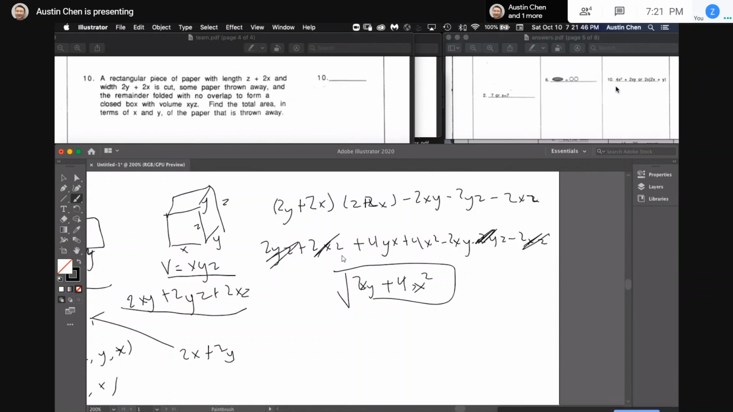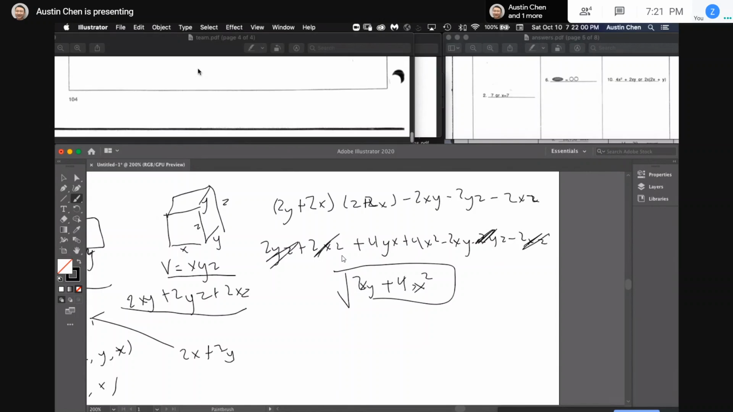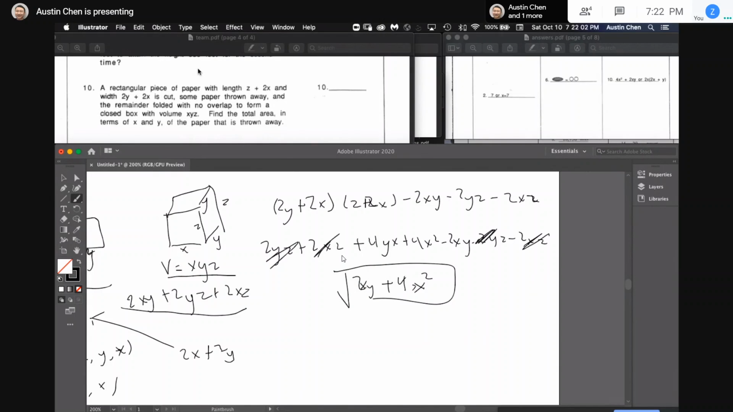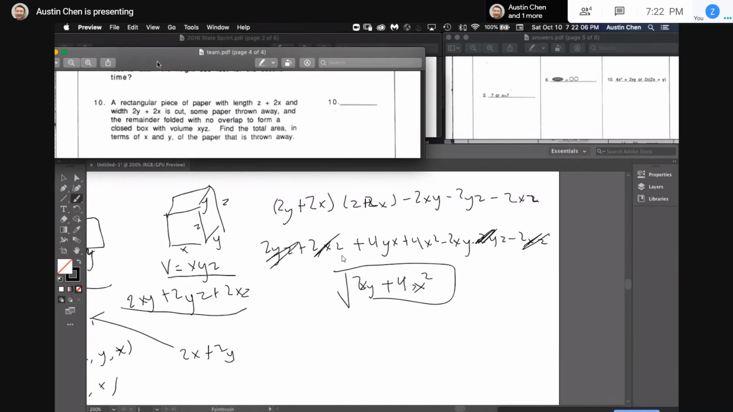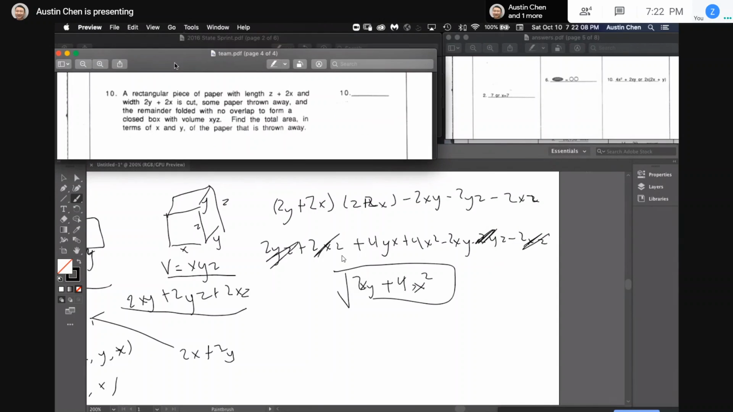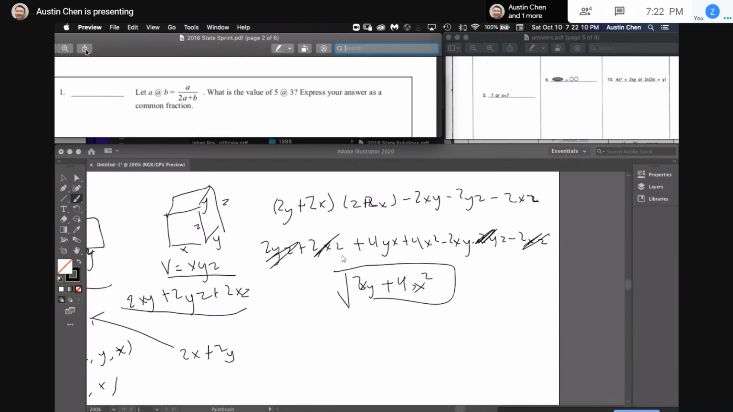Nothing else you want to say, right? Cool. Now it's just finding the surface area, so that's not really that complicated. All right, so that was our last 1990 team problem, and now we're finished with all of the 1990. Now we're going to move on to 2016 state.